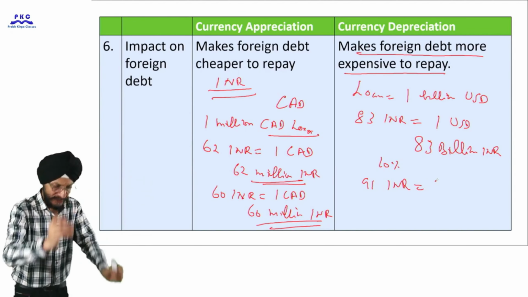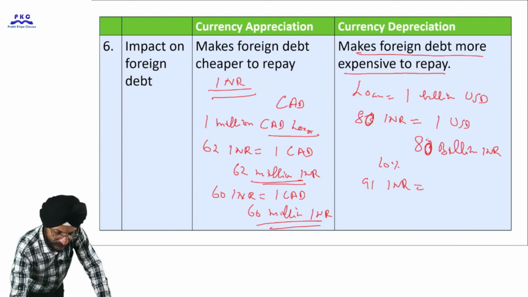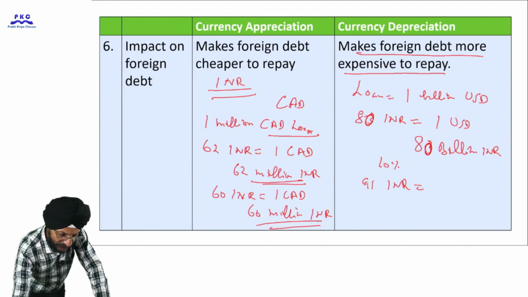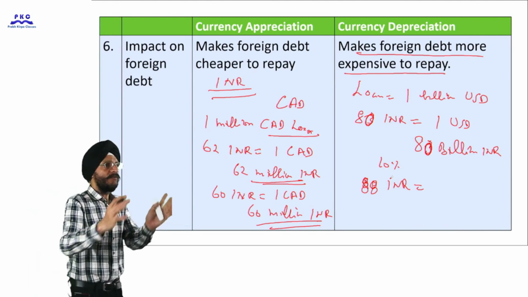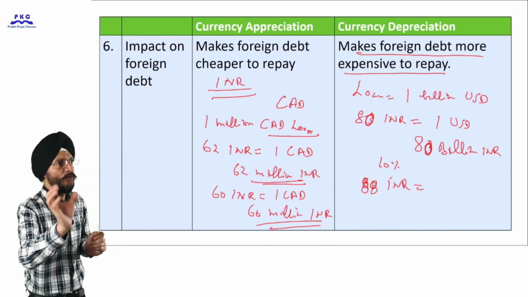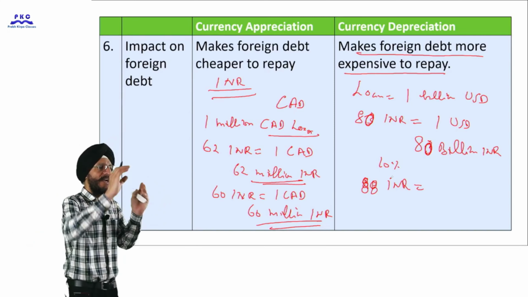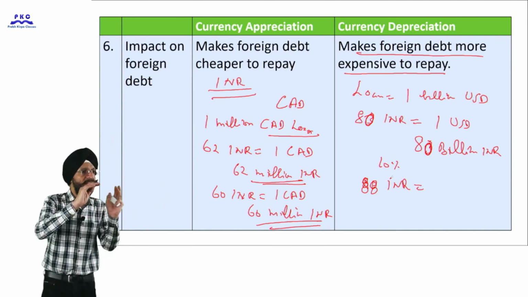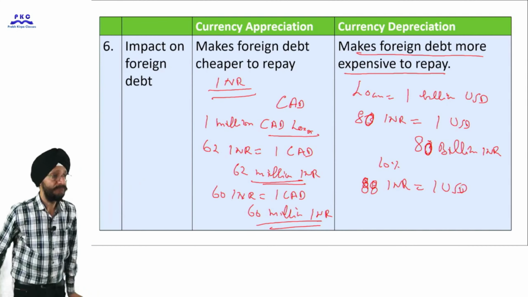If we take the exact value, we assume that it is 80. Here we will take it 80 and here it will become 88. To understand very clearly, we are now assuming 80 Indian rupee are equal to 1 US dollar. The loan has been taken of 80 billion Indian rupee, and after 10% depreciation, 88 Indian rupee are equal to 1 US dollar.